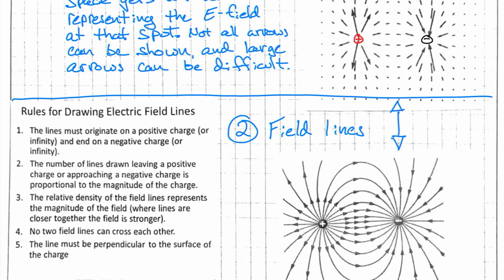The field lines will never cross each other, right? None of these lines cross each other at any point. And the field should be perpendicular to the surface of the charge, so they always have to originate perpendicular to the charge. We'll talk later about rules for field lines with conductors and insulators, but for individual charges, they originate perpendicular to the surface of the charge.